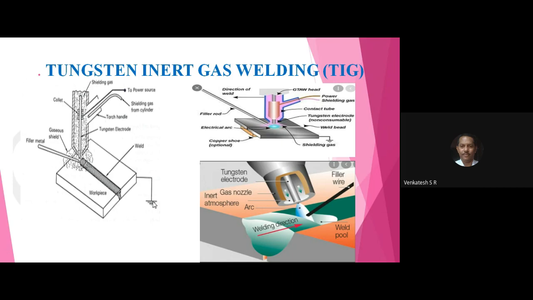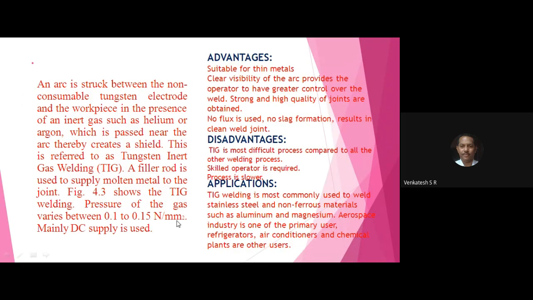What is the necessity of using inert gas? Inert gas avoids the oxidation of the joint, because the temperature of the metal of the electrode as well as the base metal is more than 3000 degrees centigrade, and it easily oxidizes with the atmosphere. In order to avoid the oxidation of the joint, they use the inert gas. This is the principle of operation of tungsten inert gas welding. And then come the advantages, disadvantages and applications.